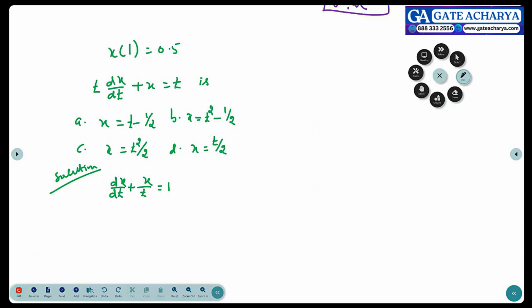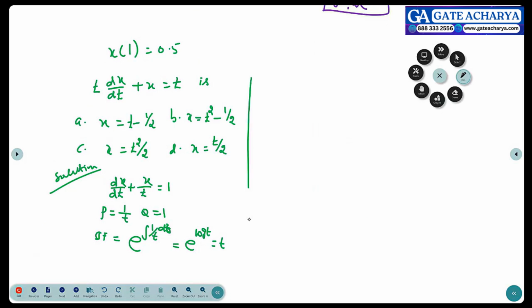This is like the dy by dx form, with dx by dt plus p x. What is p? 1 by t. What is q? 1. Instead of y, here we have x. Instead of x, here we have t. That's all. Therefore, the solution is x in terms of t. So the integrating factor is e power integral p dt, not dx, because x is in terms of t. Integral dt by t is log t. E power log t is t.